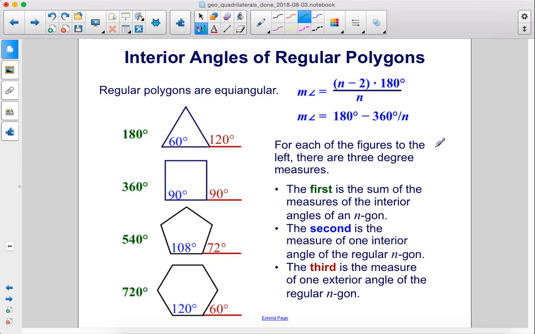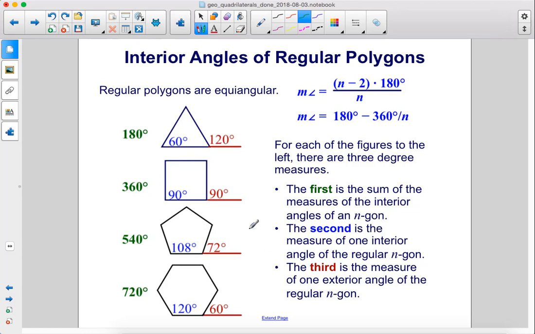For each of the figures to the left, there are 3 degree measures. The first, in green, is the sum of the measures of the interior angles of an n-gon. So for whatever kind of polygon we have, here is the sum of the interior angles. So 3 sides, that would be 180. 4 sides, that would be 360, and so on.